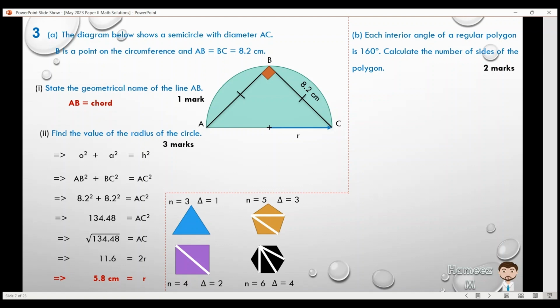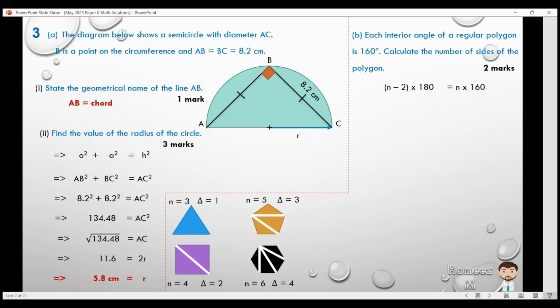So hopefully we can see a relationship between n, the number of sides, and the number of triangles. And for each case, the number of triangles was 2 less than n. So how do we get the total amount of angles in there? We take the number of triangles and multiply by 180. That's why we have this general formula: (n minus 2) times 180 is equal to n times the interior angle, which in this case is 160.